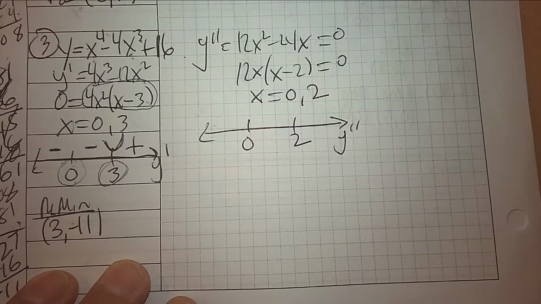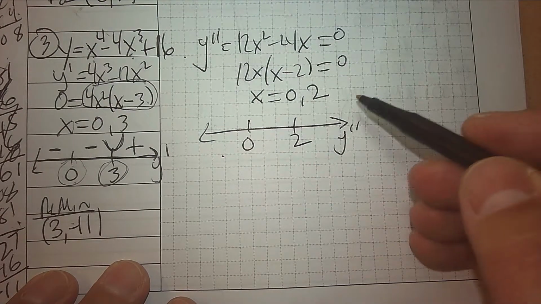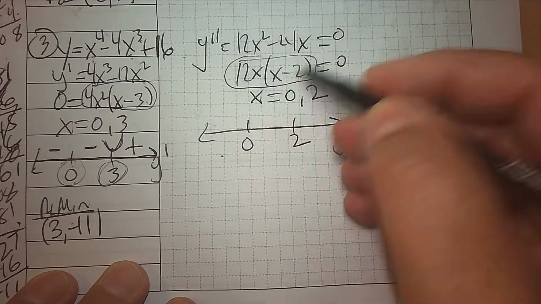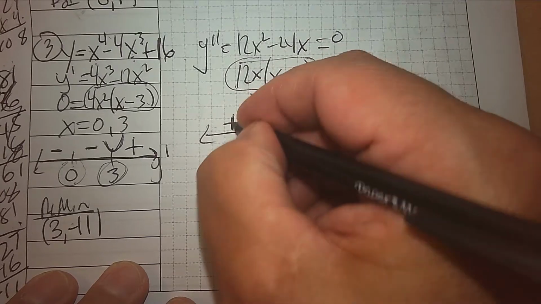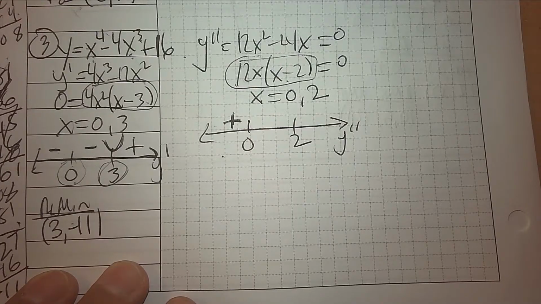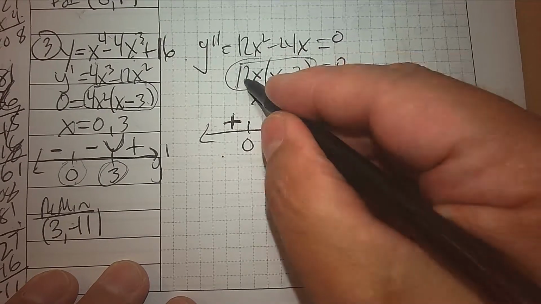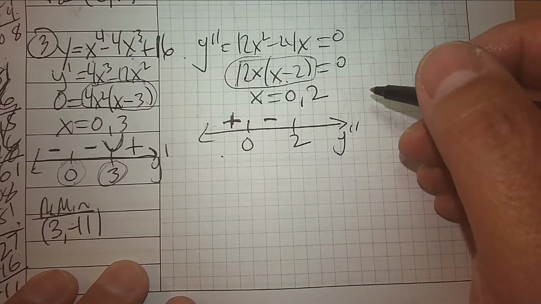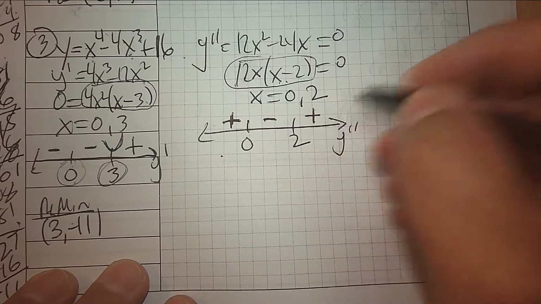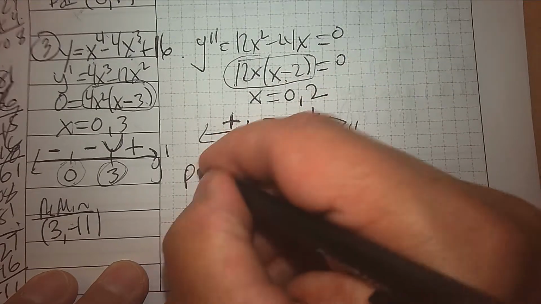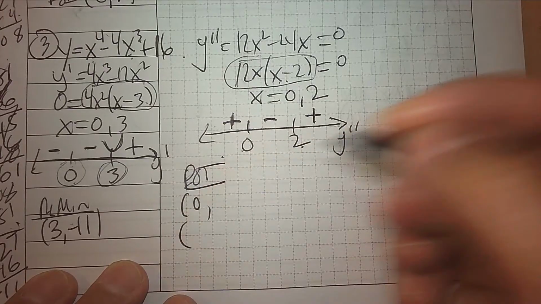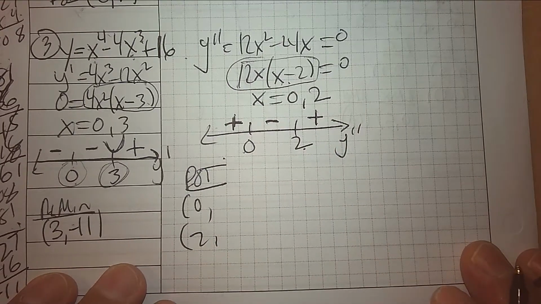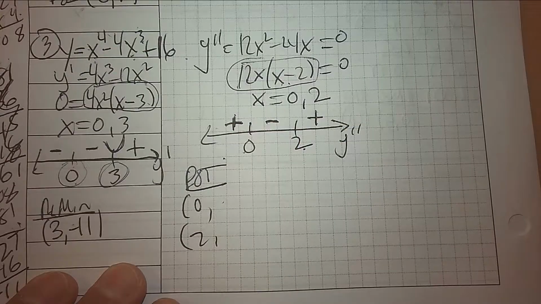So if I pick any negative number in here, a negative times a negative is positive. Pick a positive one, and a positive times a negative is negative. And then pick a number bigger than 2. So how many points of inflection do I have? At 0 and 2, can you find the y value that goes with them? And then we're going to graph.